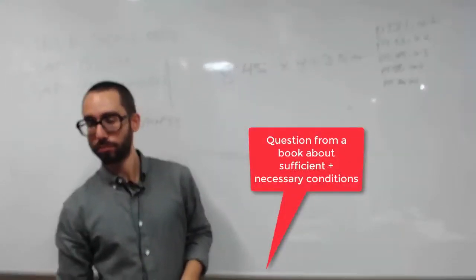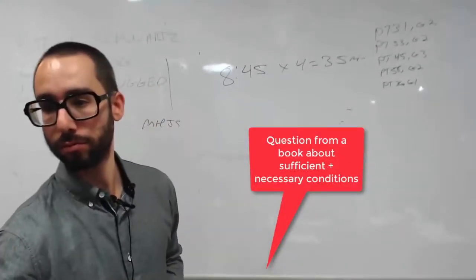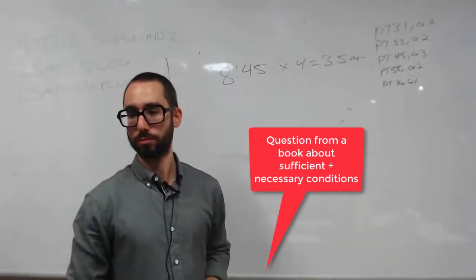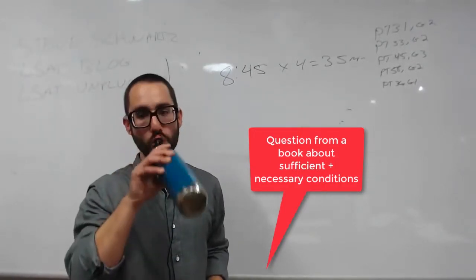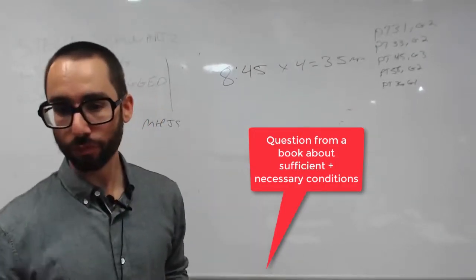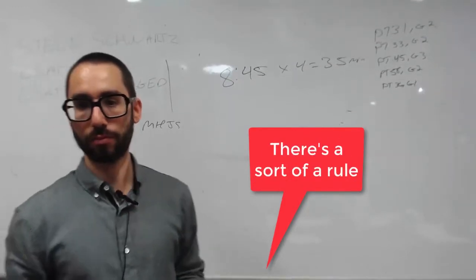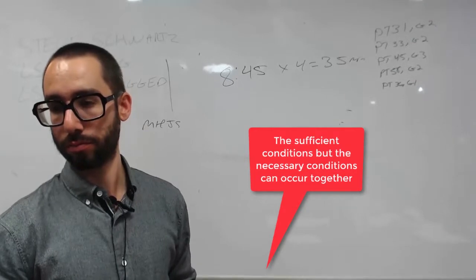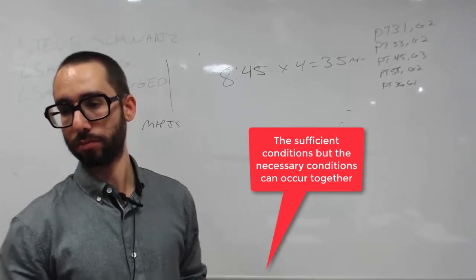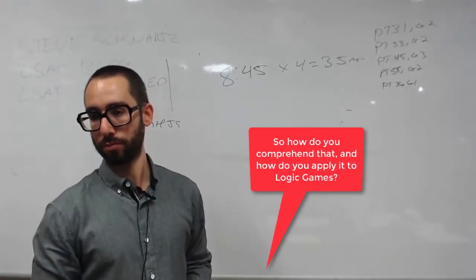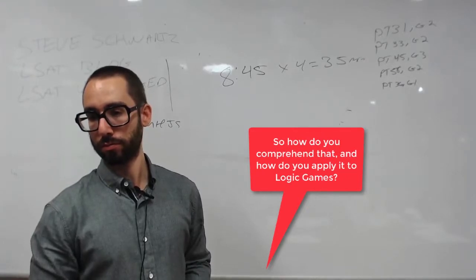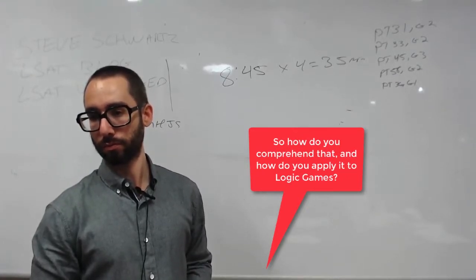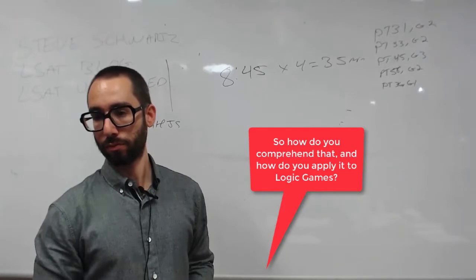I read it from the book. It says if you have a conditional statement, lining up with this particular country. And so there's a sort of a rule. The sufficient conditions can never occur together, but necessary conditions can occur together. So how do you comprehend that, and how do you apply that? I mean, in logic games or in logical reasoning?